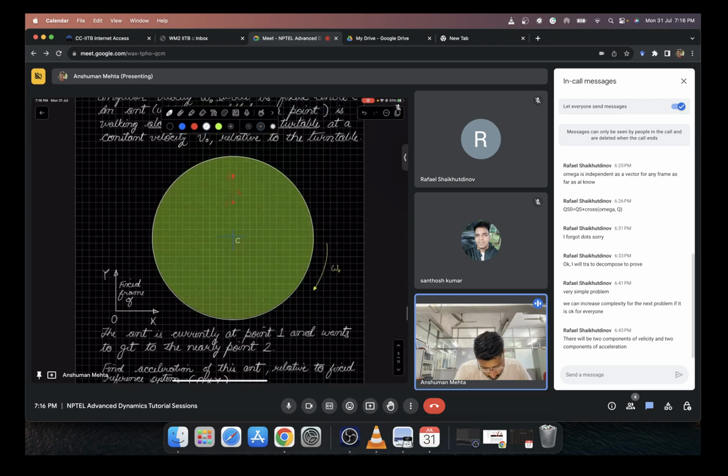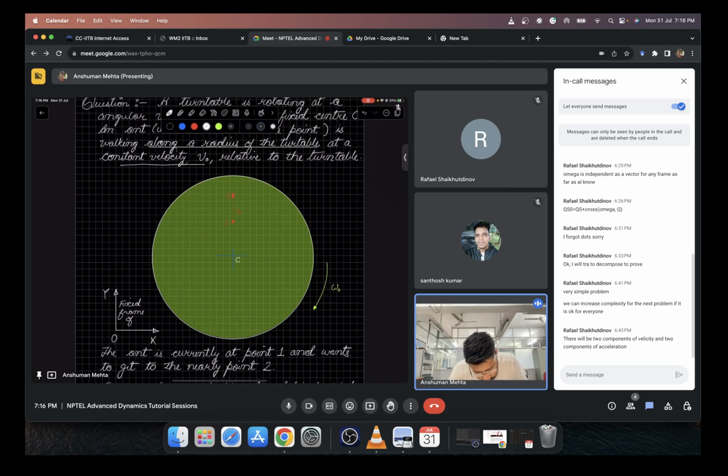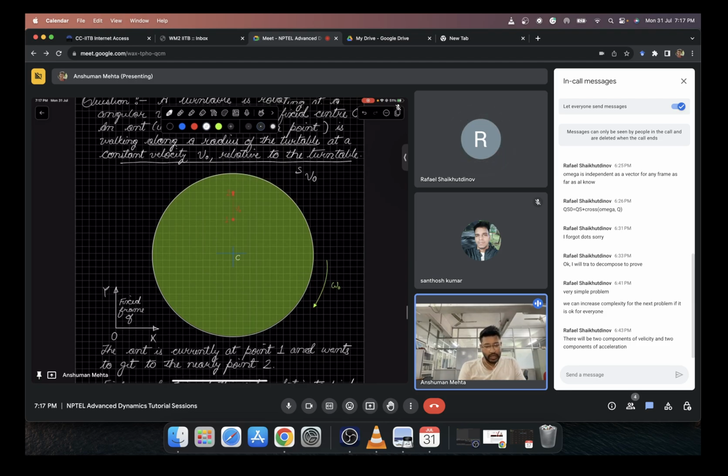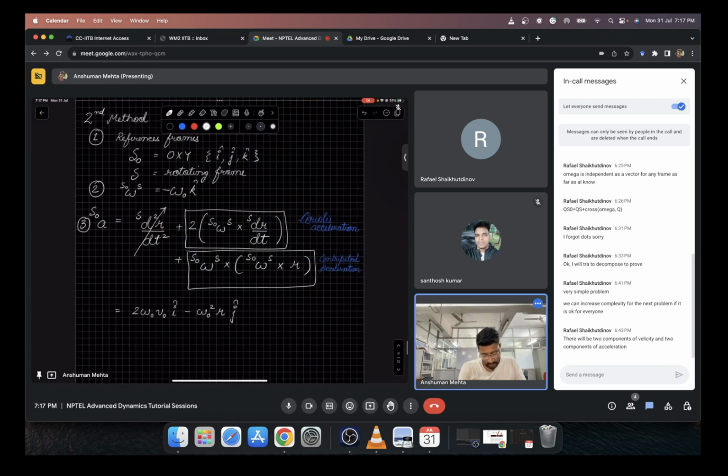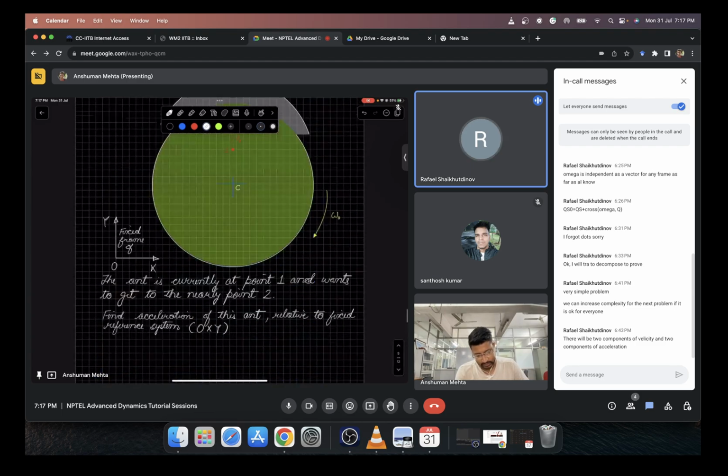Here is the problem. If we look at the ant, what velocities does it have? What I have mentioned here is a constant velocity relative to the turntable. So this is v naught with respect to S. This is given, and this is constant, which I have applied here. You see, this is fixed, yes.